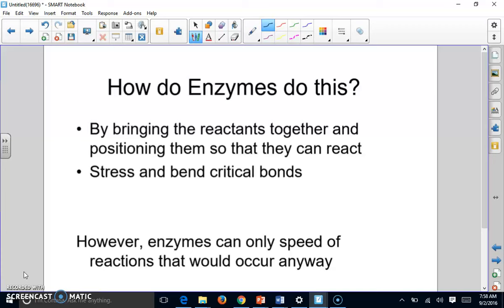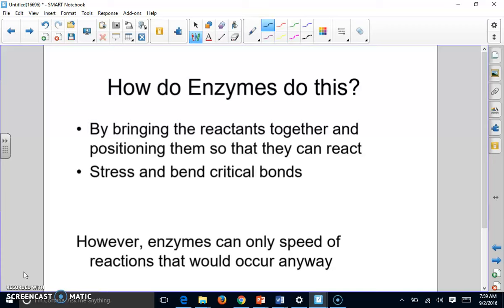The first thing that they do, and we did talk about this one a little bit in 9th grade bio, is that they bring the reactants together and position them so that they can react correctly. If you think about two reactants in your body, they're floating around in your cell. And in order to react, they need to meet each other and also meet each other in the correct position.